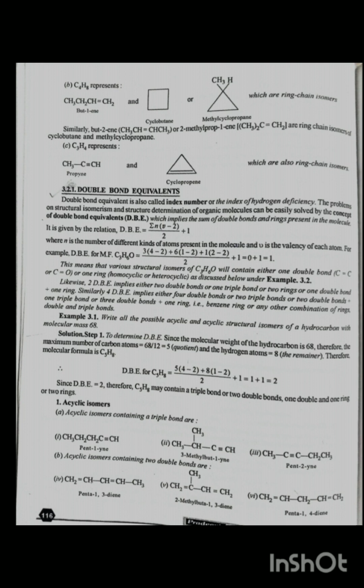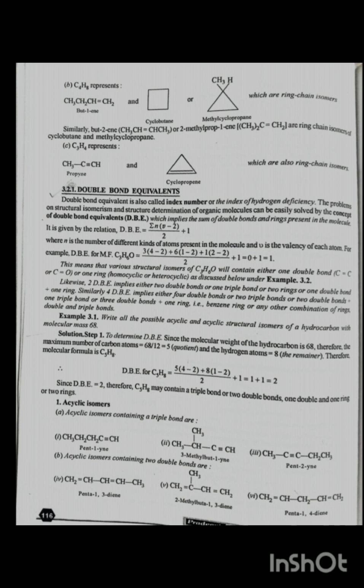Example 3.1. Write all possible acyclic and cyclic structures of isomers of a hydrocarbon with molecular mass 68. Solution, step 1. To determine DBE: since the molecular weight of the hydrocarbon is 68, the maximum number of carbon atoms is 68 by 12, which equals 5 quotient and 8 remainder hydrogen atoms. Therefore the molecular formula is C5H8.